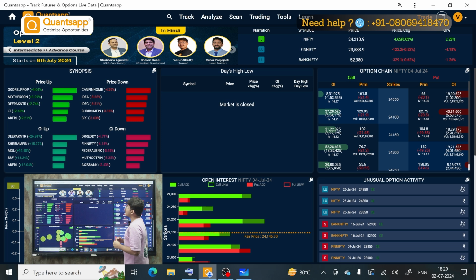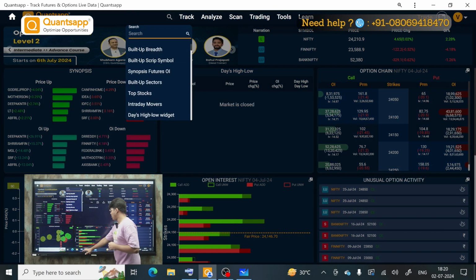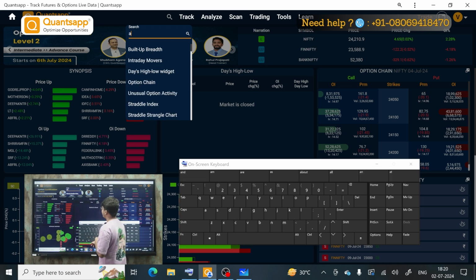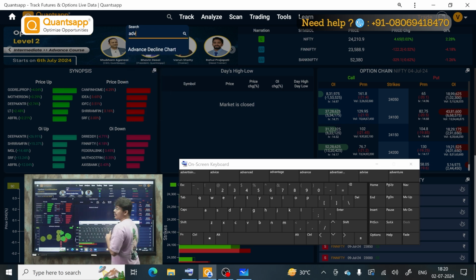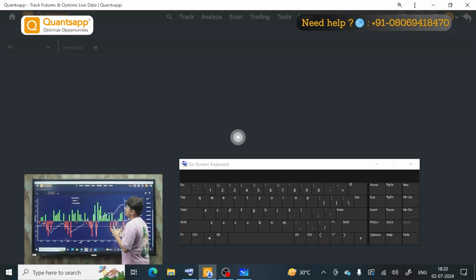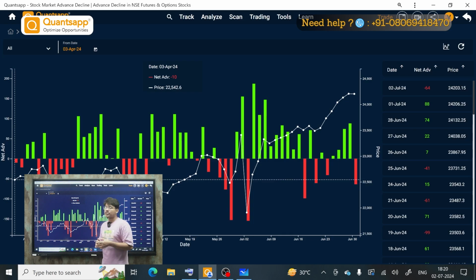You are going to want to search. So you can just go to the search option, pull up the keyboard, and search for advance decline. If I just search for advance, I'll find the advance decline chart. So this is a chart based tool. It's a very easy to see graph, a very easy visual representation of the entire advance decline ratio.